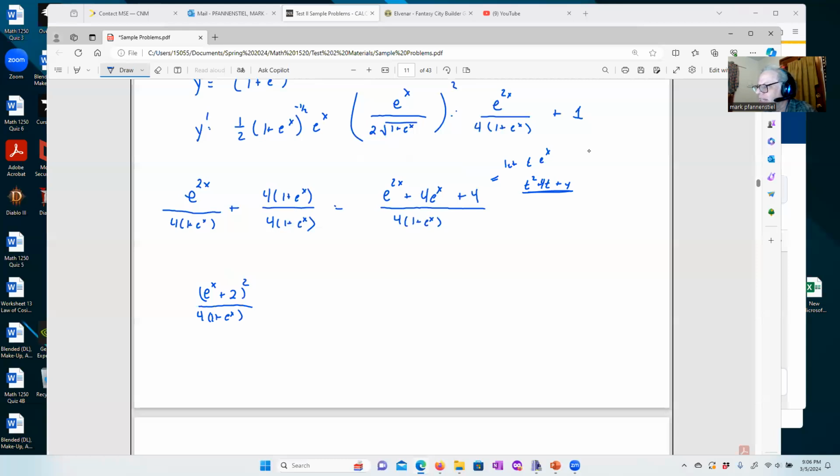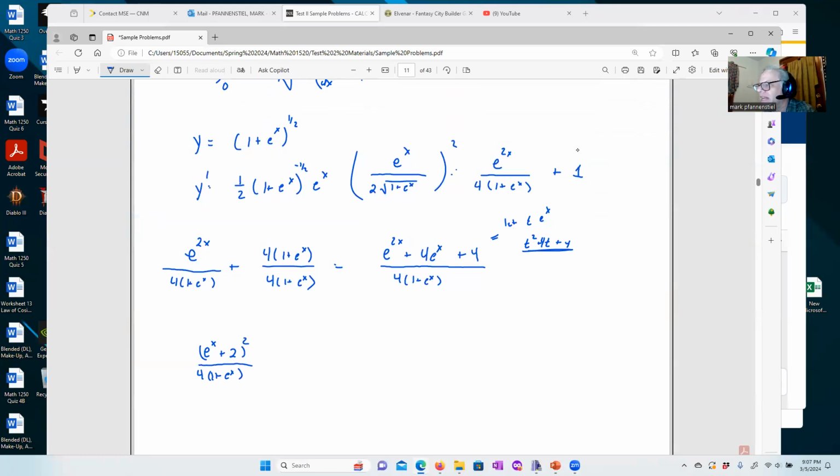Now, did you forget about the outside yet? Because we still have a 1 plus e to the x to the 1/2 power sitting outside. So really what we have here is, here's my 2 pi, here's my f of x. So this is the square root of 1 plus e to the x, times a big square root of e to the x plus 2 squared over 1 plus e to the x. And there's a 4 in there. I'm going to go ahead and move that 4 to the outside and call this a 1/2. So it's multiplied by the whole thing.